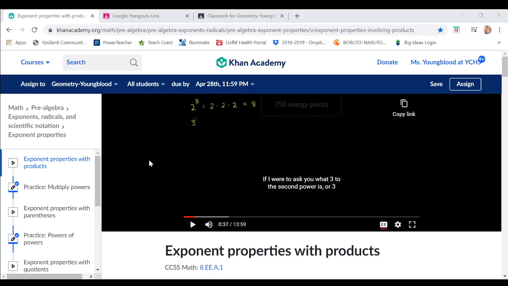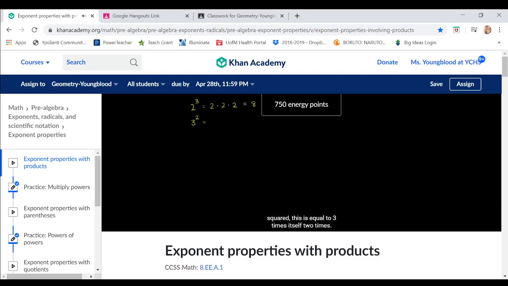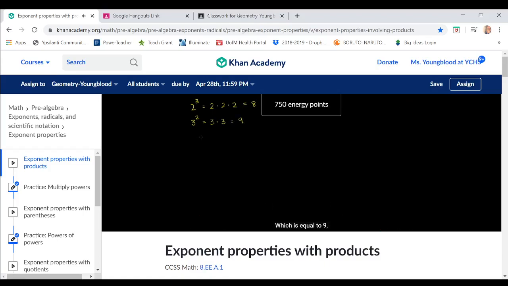Okay, so now we're going to look at the next part of the video to look at more examples. 3 to the second power, or 3 squared. This is equal to 3 times itself 2 times. This is equal to 3 times 3, which is equal to 9. Let's do one more of these.